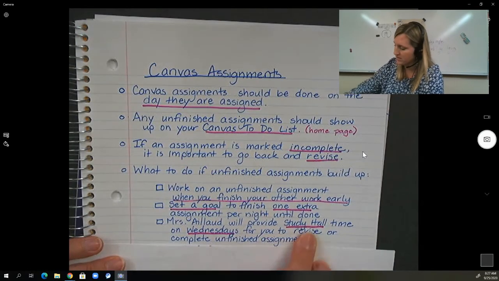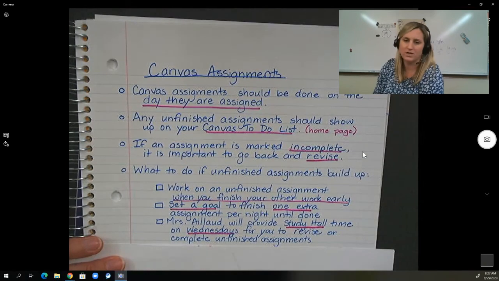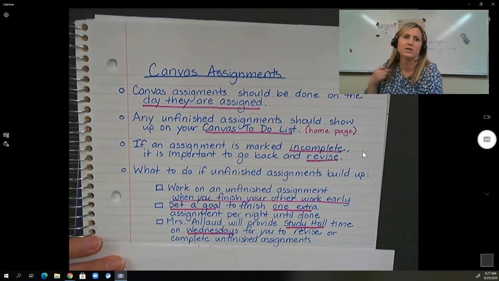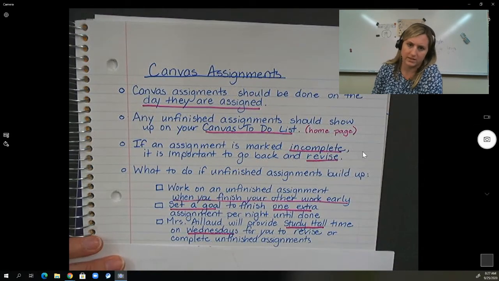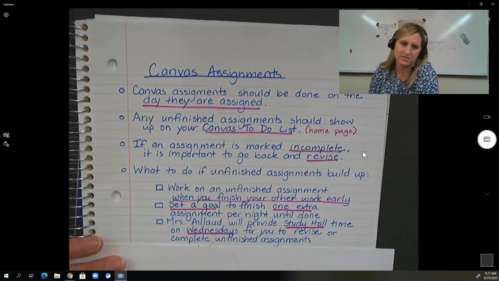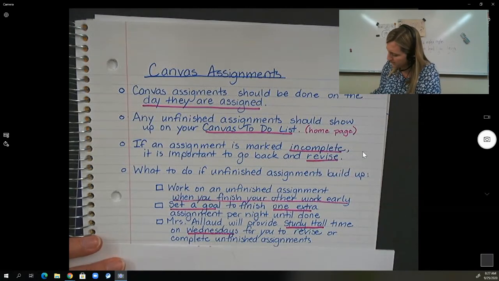If on Wednesday during that study hall time you are all done with your work, then that's going to be a chance for you to read an extra book, or maybe try an art drawing or something like that. I'll put some extra activities in there that you can do if you are done with all your work. Okay? Pause if you want to keep writing.